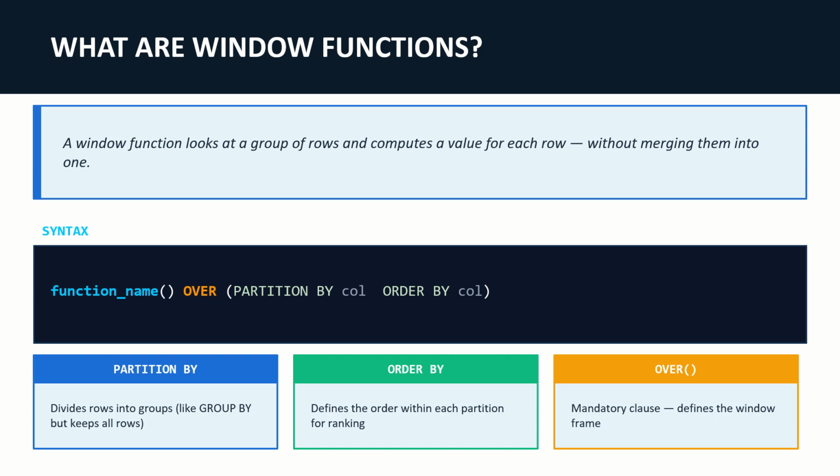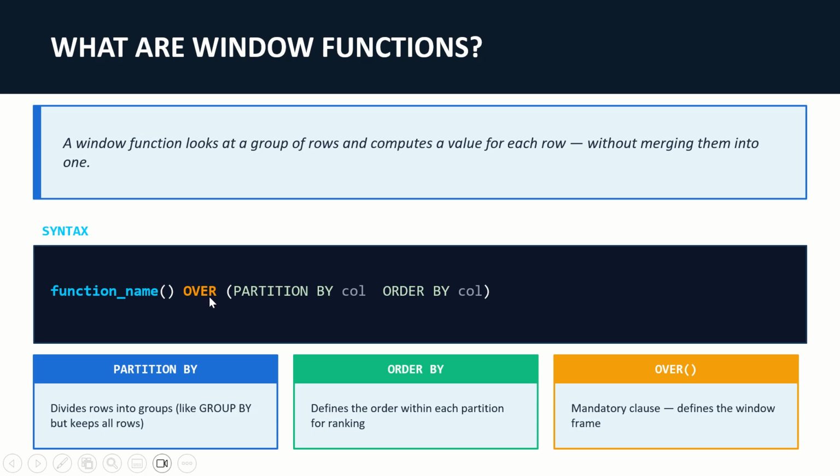So what are window functions? As mentioned here, a window function looks at a group of rows and computes a value for each row without merging them into one. This is one of the defining features of window functions: unlike GROUP BY, which collapses your rows, when you use a window function, you still see every row in the result. And the key clause here is OVER.